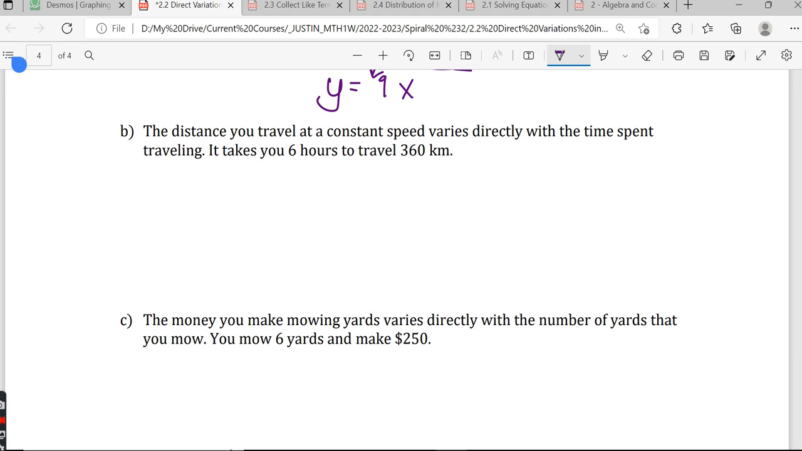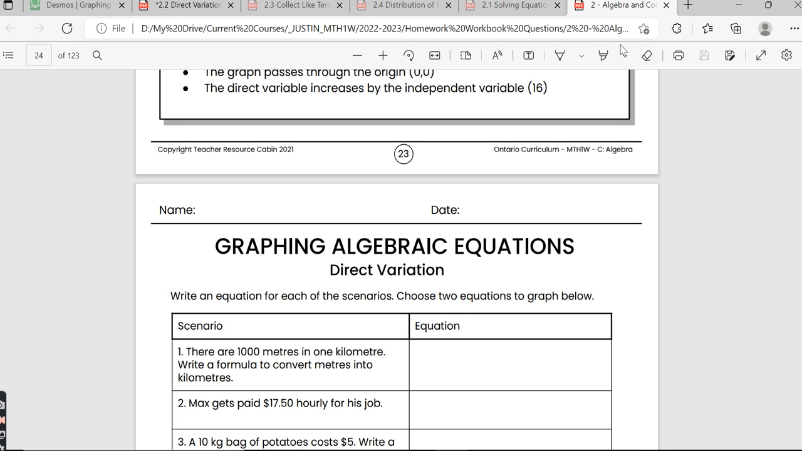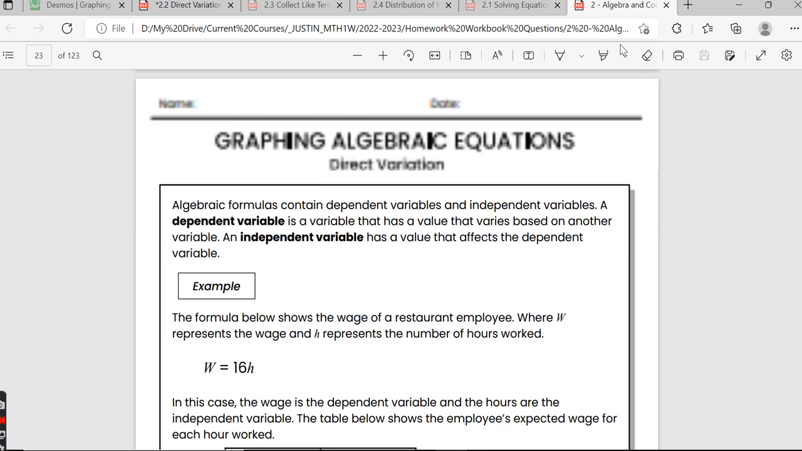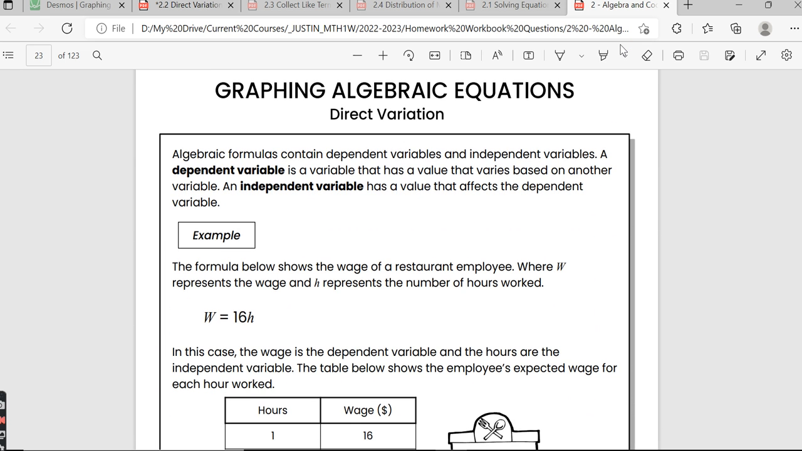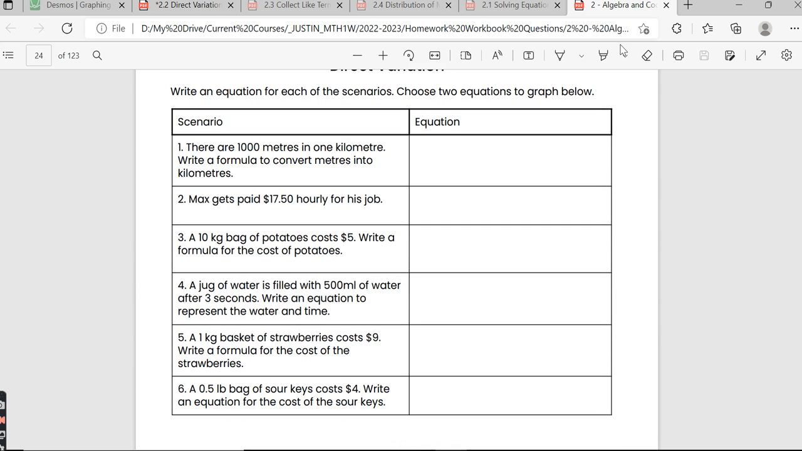Now, try B and C on your own and example 4. Once you're done that, hopefully I printed this out ahead of time. I'm really hoping I did. If not, it should be 23 and 24. 23 is just reiterating what I just said, okay? And then 24, for you to pretty much redo the questions that you just did. So write an equation for each of the scenarios, and then you're going to graph 2 of these.